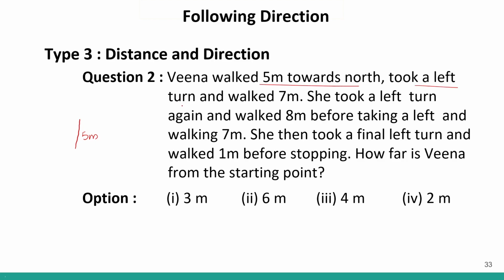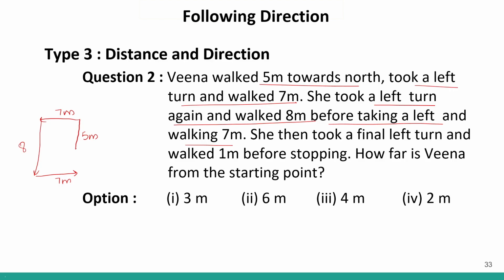Then took a left turn and walked 7 meters. So left will be this side, walked for 7 meters, right? She then took a left turn again and walked for 8 meters. So left will be this side and she walked for 8 meters. Then she took a left turn again and walked 7 meters. So left will be this side and 7 meters.